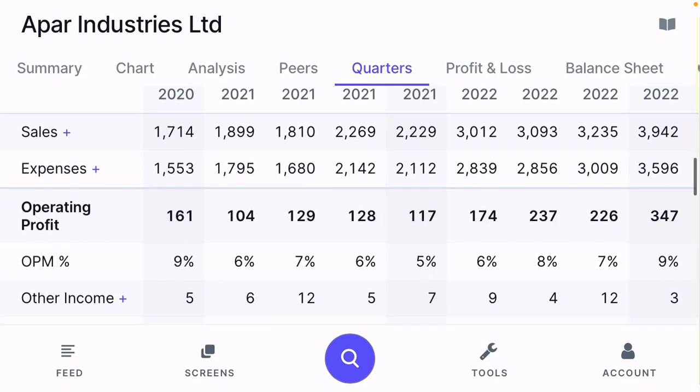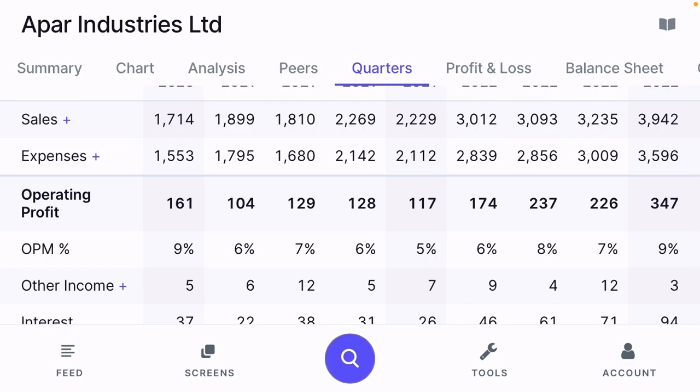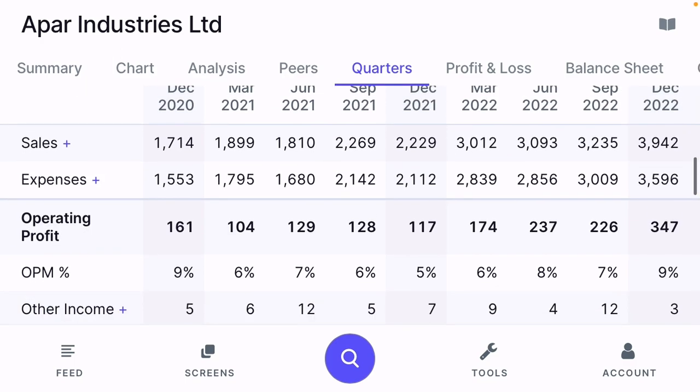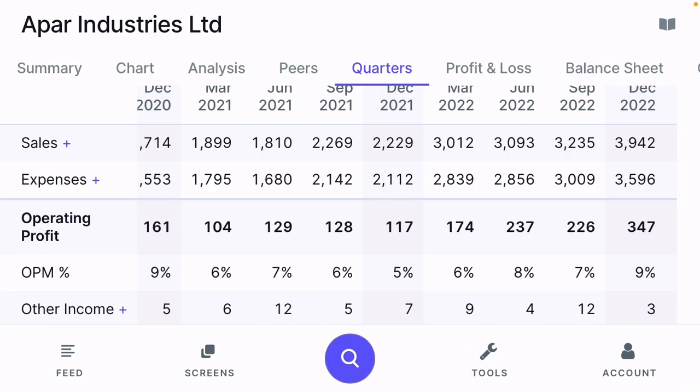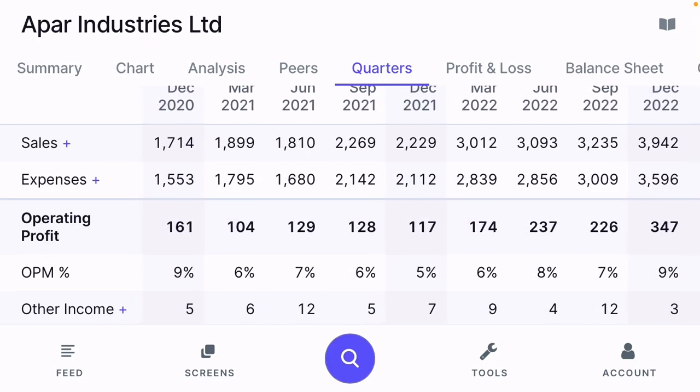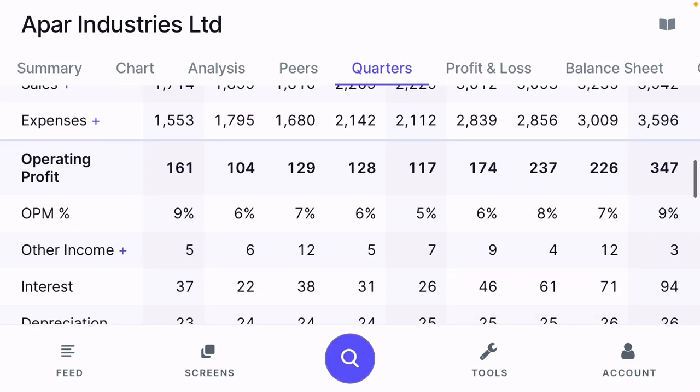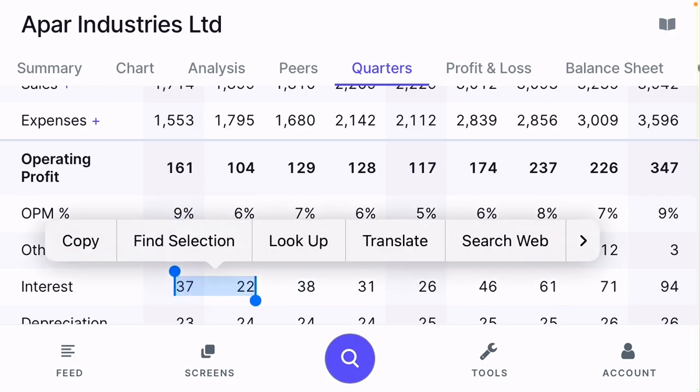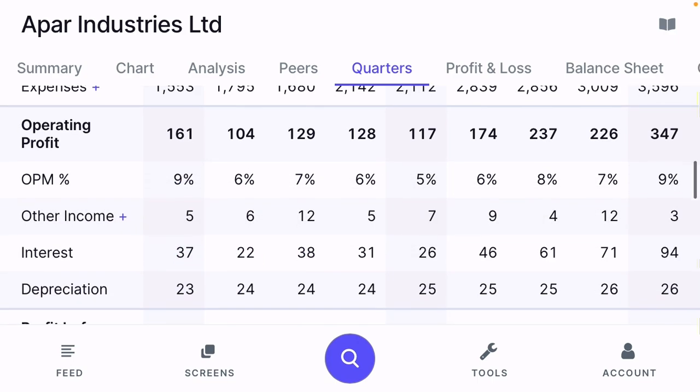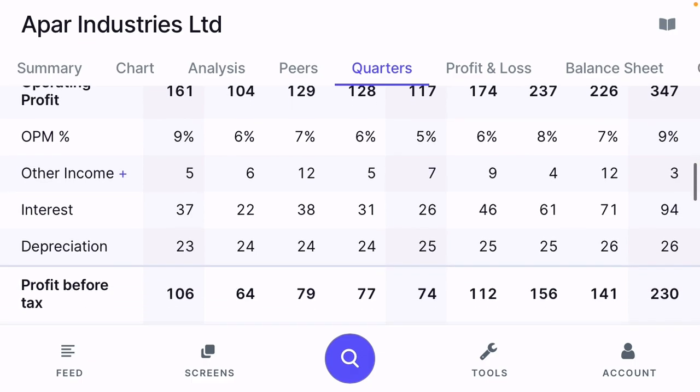Excellent company. And if you talk about the profit, in December 2020, the profit was 161 crore. Now it is 347 crore. Operating margin is almost flat, 9% to 9%. Other income is flat for the company, 5 crore to 12 crore in the last few years.